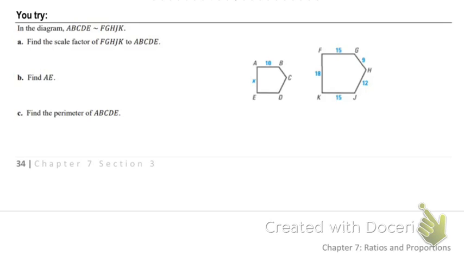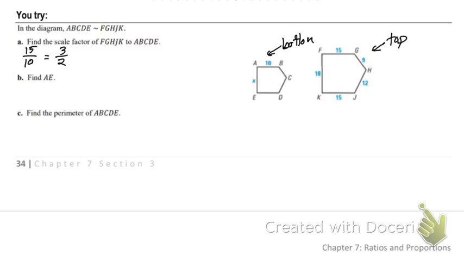Just for the sake of time, we're going to have to do this together because I know there's going to be questions on the homework. Did anyone find the scale factor of F, G, H, J, K to A, B, C, D, E? Hannah? 3 over 2. You got 3 over 2. Let me just double check. So you probably used this 15 and this 10. And you're probably thinking, well, it said F, G, H on top, so that should be my top. This should be my bottom. So you'd have 15 over that 10. Did you say 3 over 2? Yeah. Oh, then I agree.